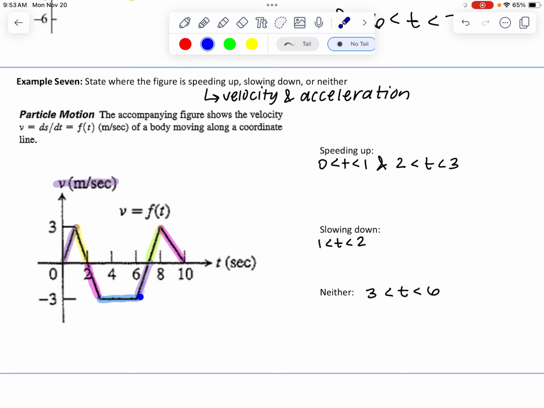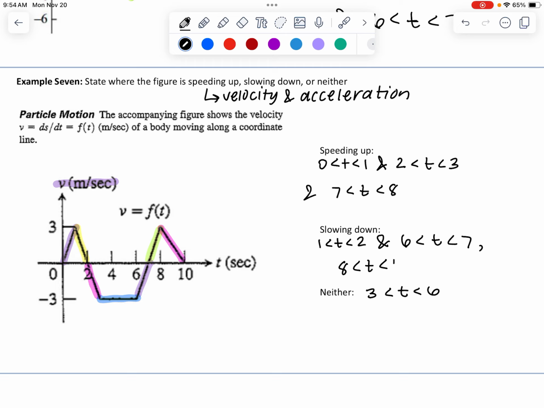This section, velocity is negative because it is below the x-axis, but the slope of this line is positive, so acceleration is positive. Those signs don't match, so that goes under slowing down. So 6 is less than t, which is less than 7. In this section, velocity is positive and acceleration is positive because the slope of this line is positive, so that goes under speeding up. And then our final section, velocity is positive, but the slope of this line is negative, so those don't match, the acceleration is negative, and it is slowing down. And that's our answer. Thank you for watching.